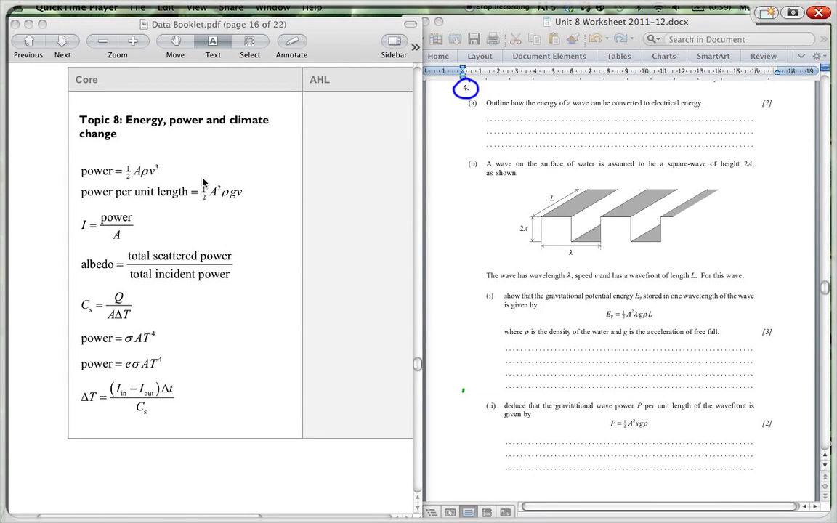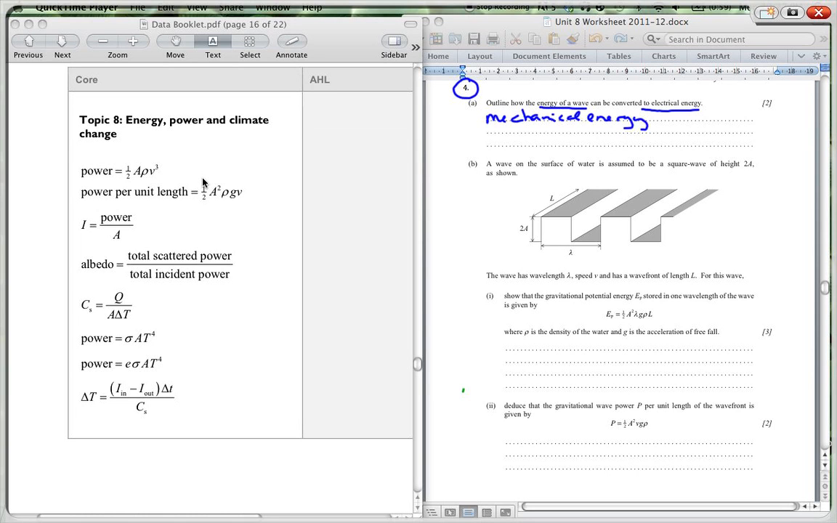Question 4. A. Outline how energy of a wave can be converted to electrical energy. Now, the energy of the wave is basically mechanical energy. So you have mechanical energy, and that is converted into electrical energy.